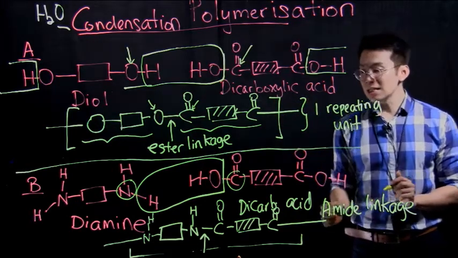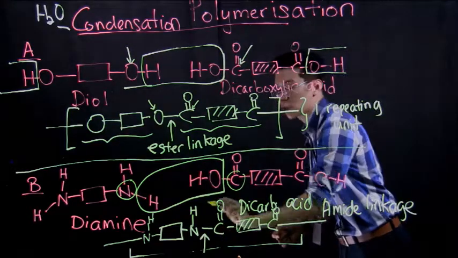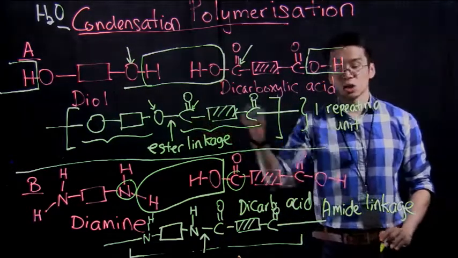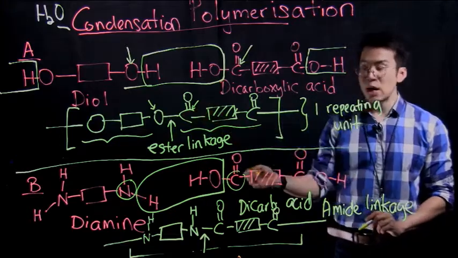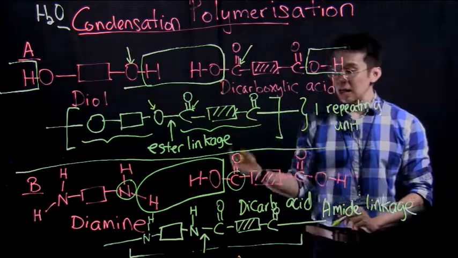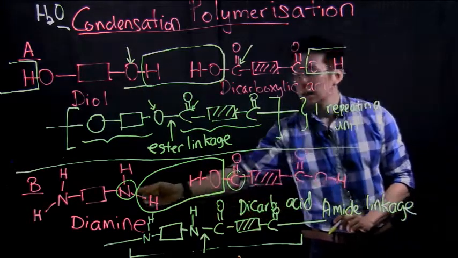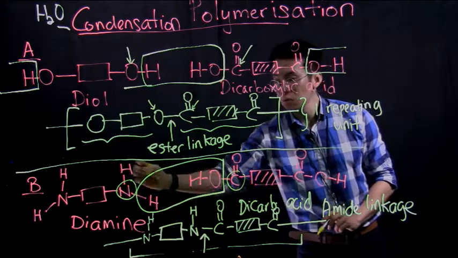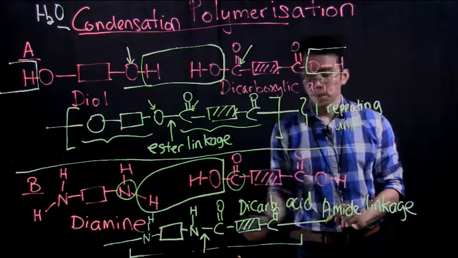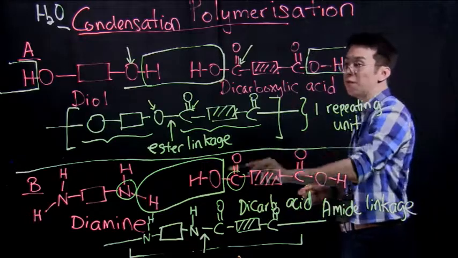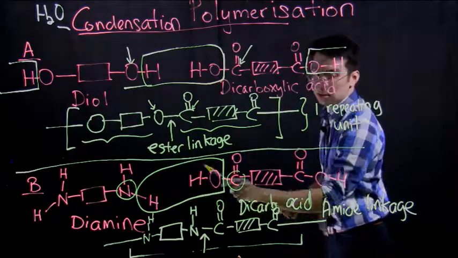All right, so this is amide linkage and ester linkage. Ester linkage is when you have a diol. Amide linkage is when you have a diamine with two H and one nitrogen. But similarly, both of them remove a water molecule.